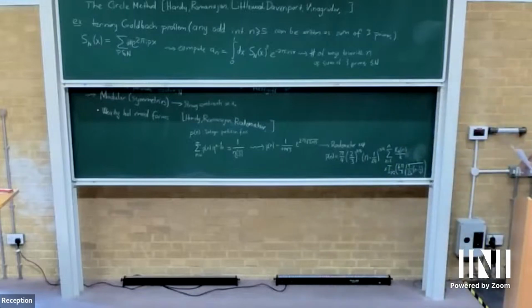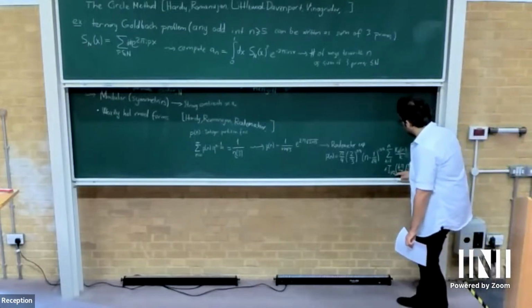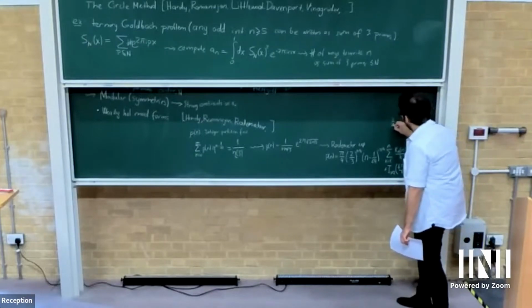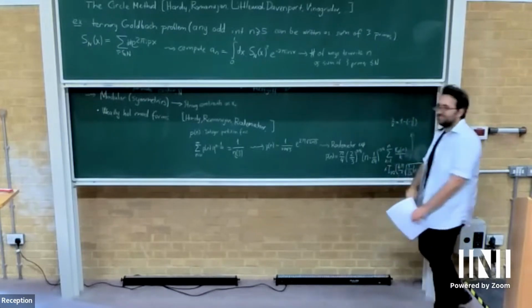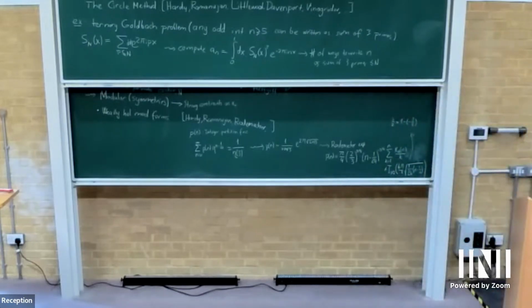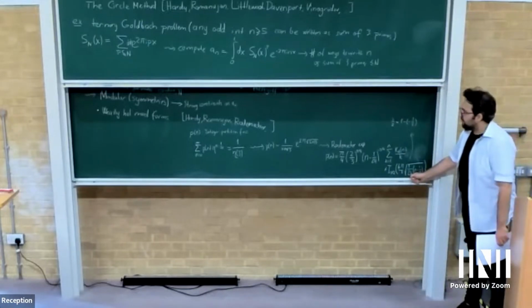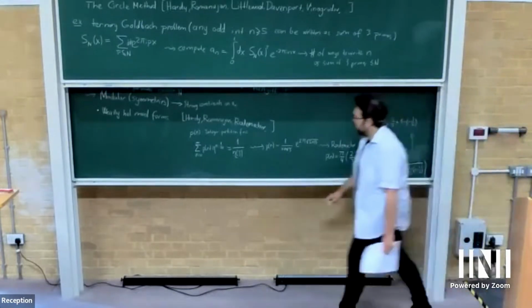There are two features I'd like to point out in this formula because they're going to come up again and again. The degree over here is not arbitrary. Three halves is 1 minus a half, and minus a half was the weight of the modular form involved. The 1/24 over here is also not arbitrary.